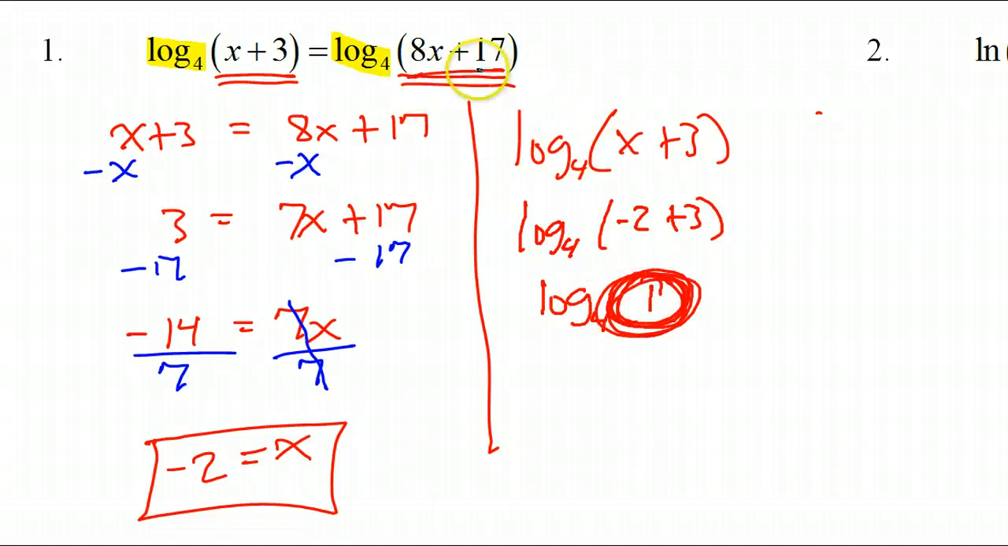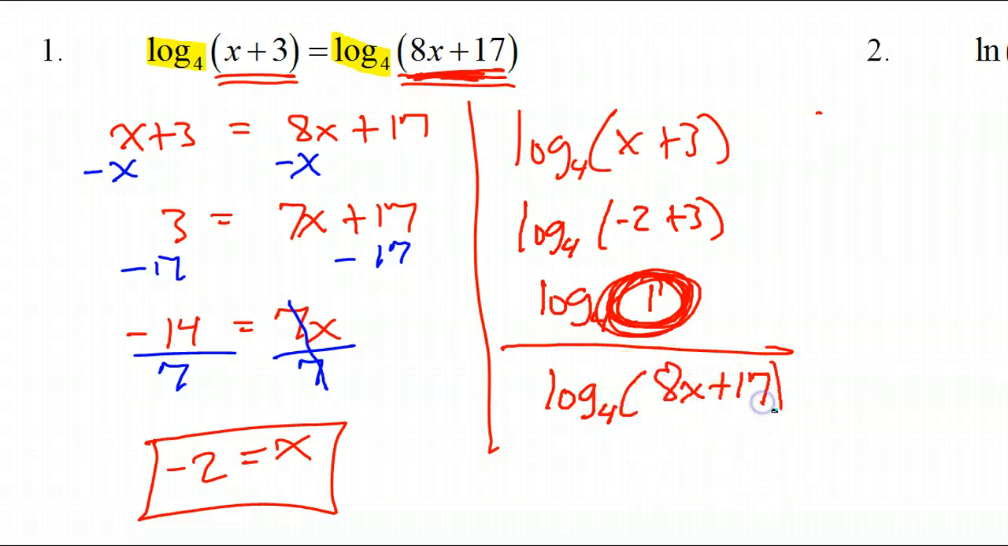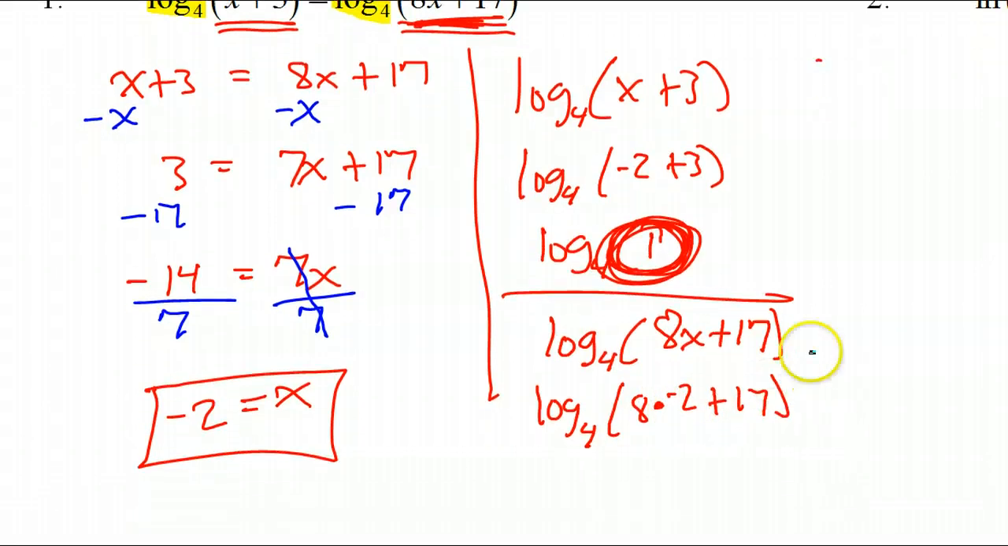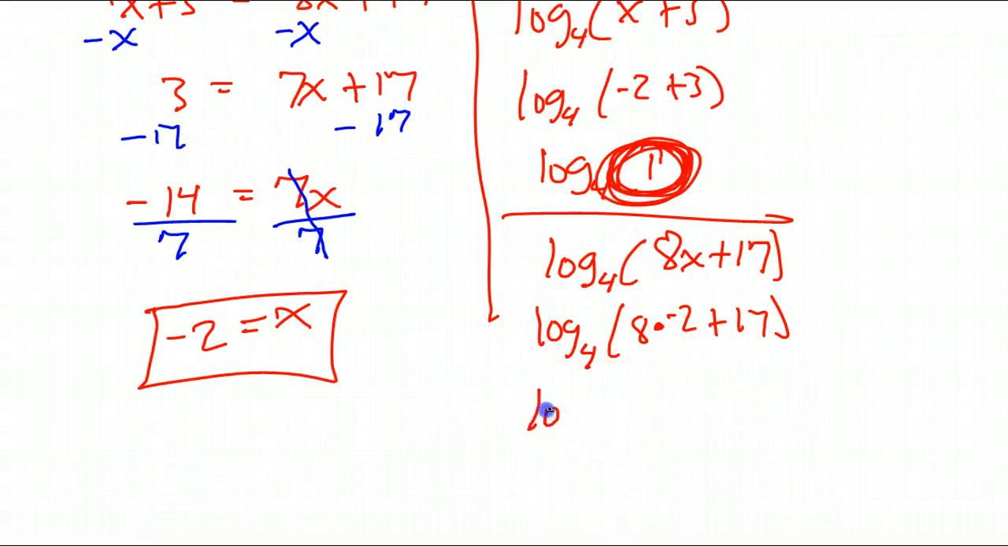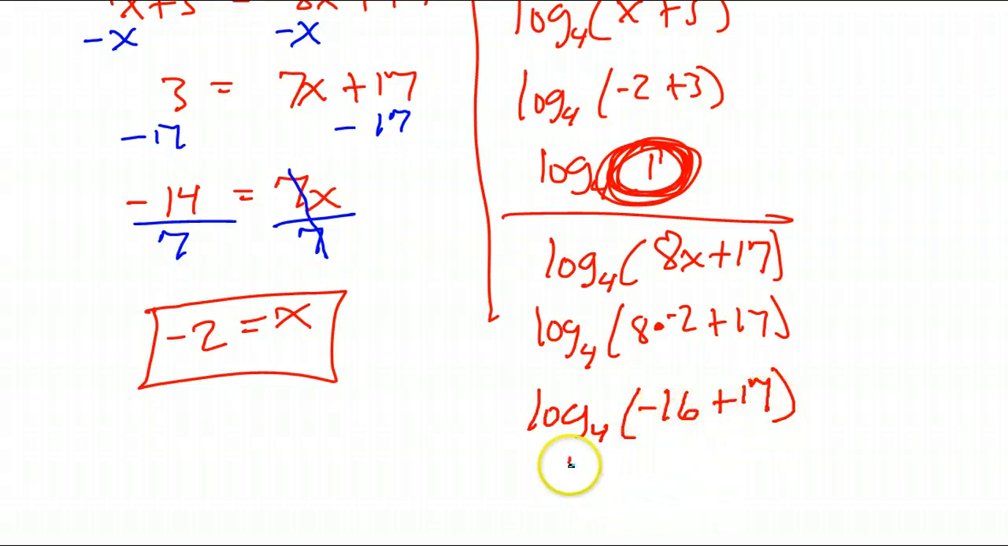Okay, let's look at the other one. The other one we have is log base 4 of 8x plus 17. Again, if x is negative 2, then this becomes log base 4 of 8 times negative 2 plus 17. Well, 8 times negative 2 is negative 16, so that's negative 16 plus 17. Is this a negative number? No. Negative 16 and positive 17 is a positive 1, which is okay. So this is just fine.